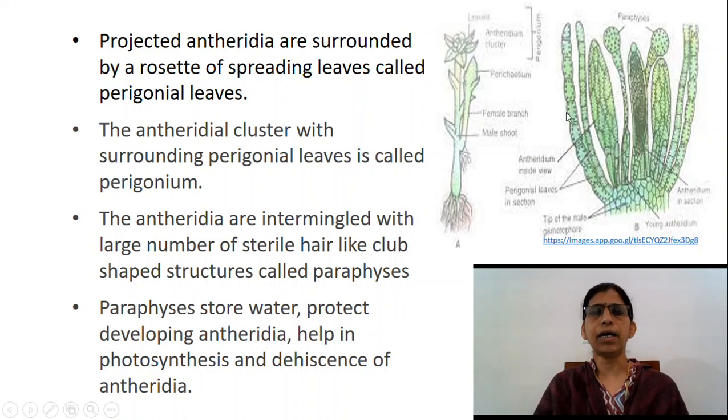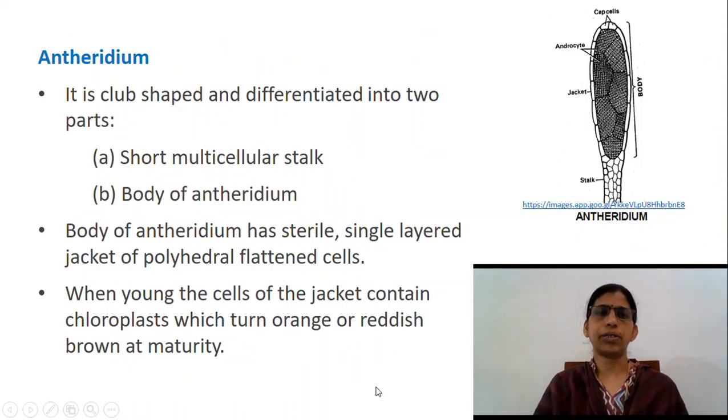The antheridia are intermingled with large number of sterile hair-like club-shaped structures called paraphyses. Paraphyses store water, protect developing antheridia, help in photosynthesis and also in the dehiscence of antheridia. Now let us look into the structure of antheridium.